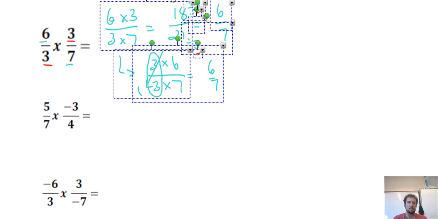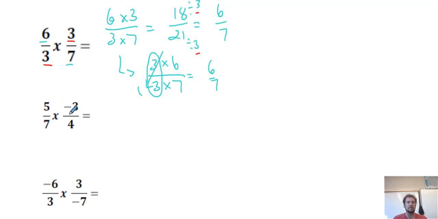All right, let's take a look at a couple more examples. For example, 5 over 7 times negative 3 over 4. Now that we have this negative, the rules are not going to change. So 5 times negative 3 over 7 times 4 is negative 15 over 28. And we talked about negatives with rational numbers before, the negative being in the top, or the negative being in the bottom, or just that it is the negative of 15 over 28.